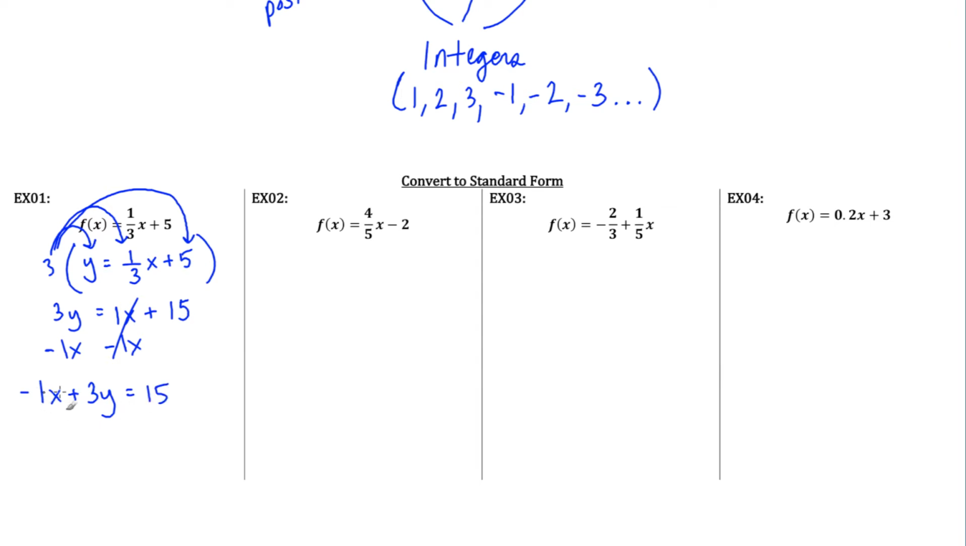Now this is A, B, and C. This A needs to be positive. So I'm going to multiply both sides of the equation by -1. So that becomes a positive 1x. A negative times a positive is a negative. And a negative times a positive is a negative. Now what I would like to do is just make this look a little nicer. So x minus 3y equals -15.